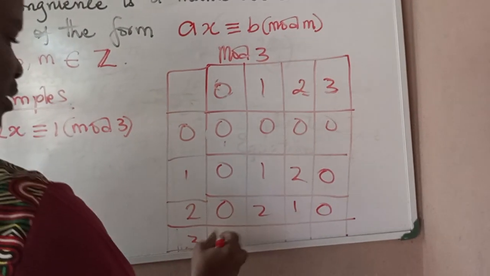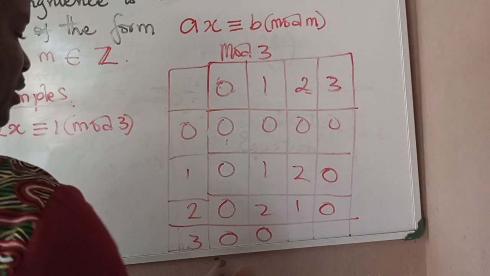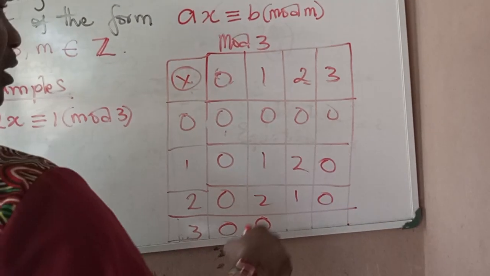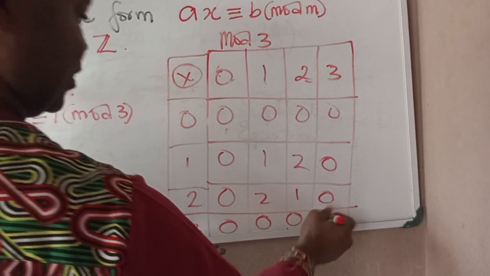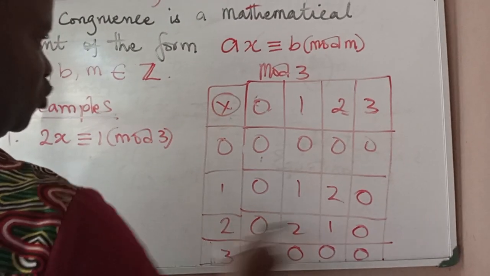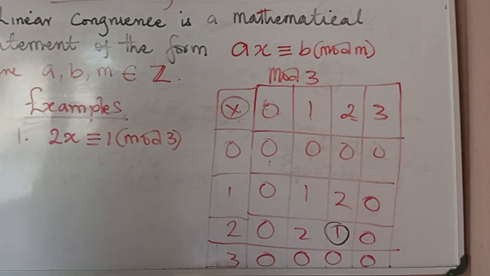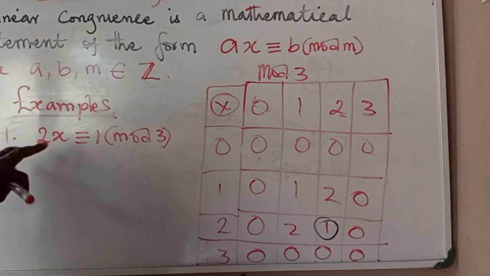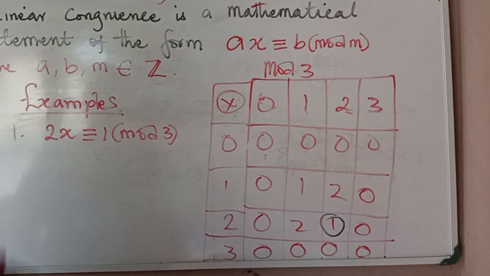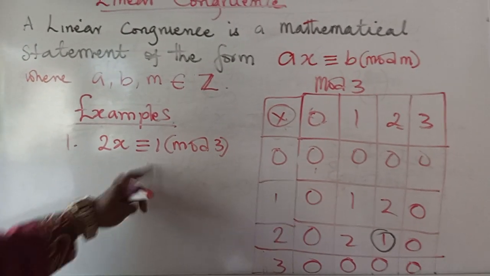Then 3 times 0 is 0. 3 times 1 is 3. 3 divided by 3 will have us remainder 0. Then 3 times 2 is 6, which will give us remainder 0. 3 times 3 will give us the same thing. So what we can see here is that when we are working with 2 and 2, we have 1 as a remainder. So automatically, the multiplicative inverse of 2, which is x in this case, is 2. And actually, you can only multiply 2 by 2 and divide by 3 to have a remainder of 1.